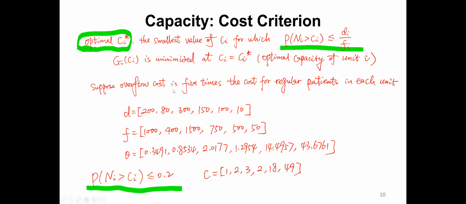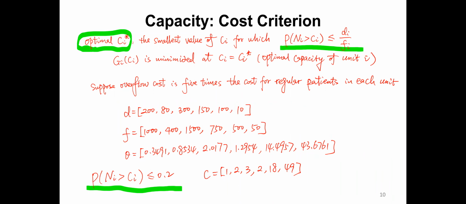Now suppose our overflow cost is 5 times, as we discussed before, 5 times the cost of a regular patient in each unit. So the hourly costs are 280, 300, 150, 110 for each unit. Then we got this theta before, and now based on the probability Ni greater than Ci, it should be less than 1 over 5. Then we got this capacity. This is the optimal capacity based on the cost criterion.